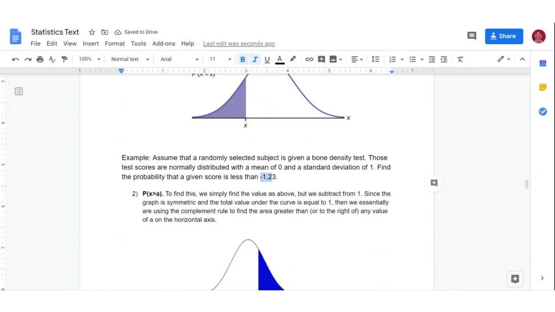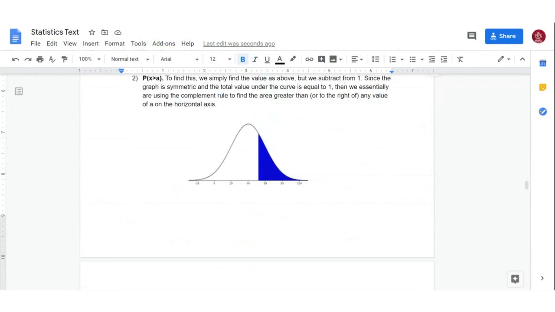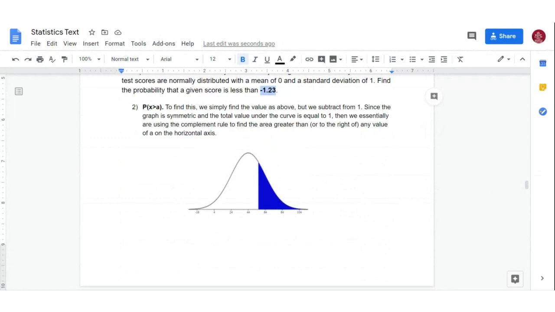Let's see the other one. I was hoping to have it all on one page, but it doesn't look like it's going to work. So what we're going to do is do the same thing, and we'd essentially find out what that white area is. In order to find out what the blue area is, we use the complement rule. We subtract the area we get back from the table or from the calculator or any technology for that matter, and subtract from one.